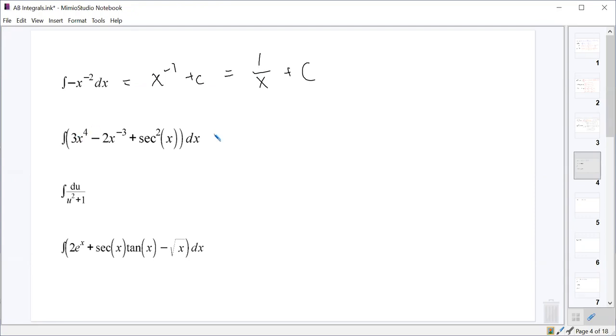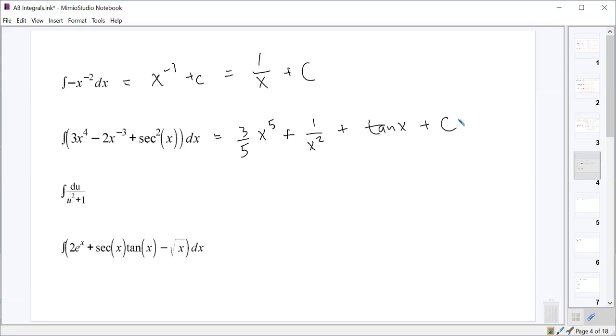3x to the fourth should become 3/5 x to the fifth. And then negative 2x to the negative 3, that goes up to be x to the negative 2, and then when you divide by the negative 2, you get plus just x to the negative 2. And then what about the antiderivative of secant squared? That's just a formula from your sheet. What should that one be? Tangent x, right? And the derivative of tangent is secant squared, so that makes sense.